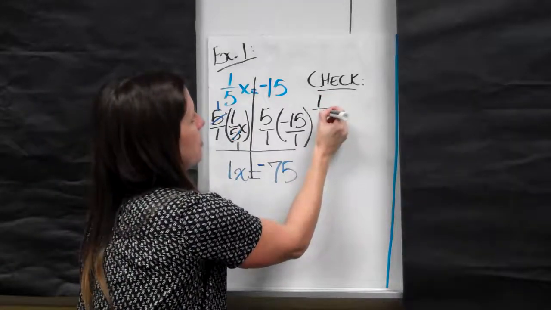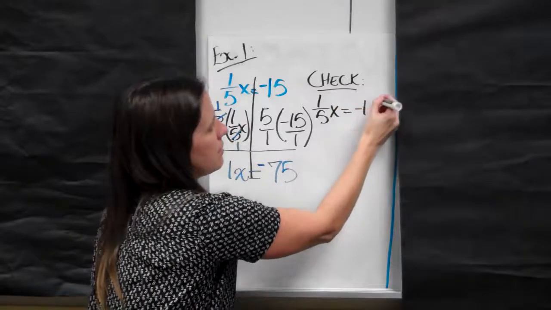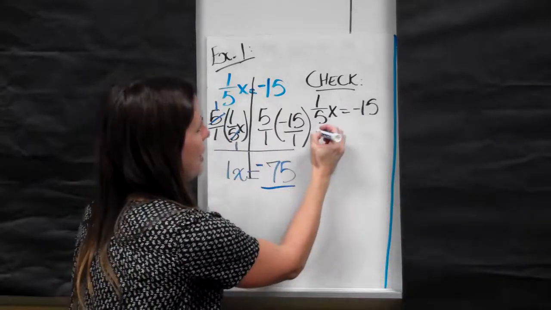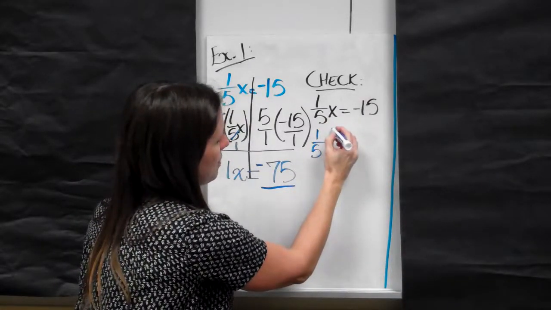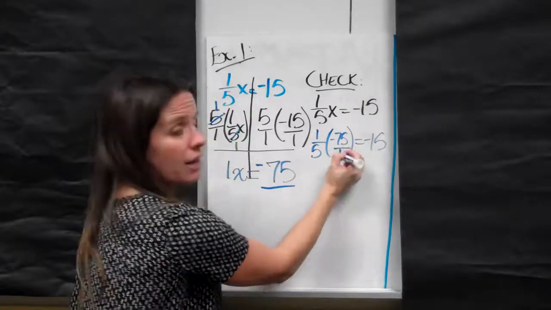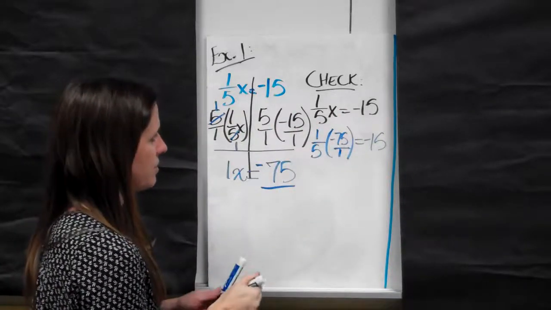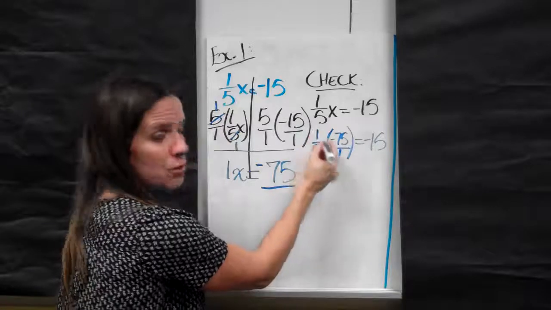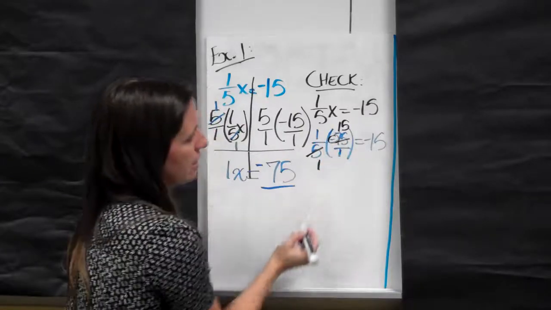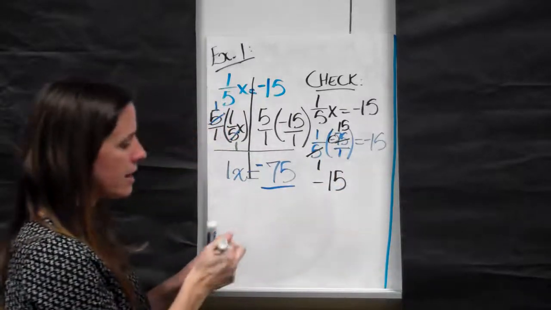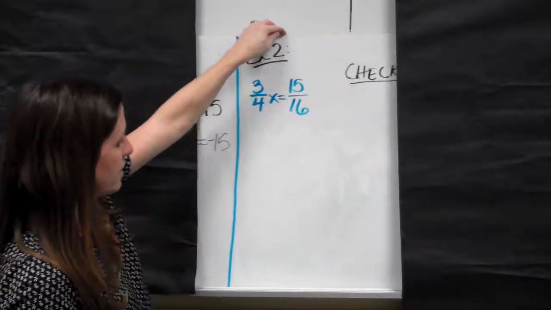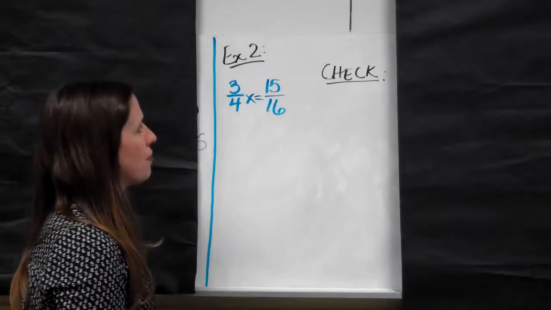Start with the original equation, 1/5 times x equals negative 15. We're going to take our value for x that we got, negative 75, and plug it in. So 1/5 times negative 75 equals negative 15. I'm going to put that over 1, some multiplying fractions on the left side. Look for cross simplification. 1 and 1 you can't, but 5 goes into 75 15 times, and you have this negative here. So that is negative 15. Worked.